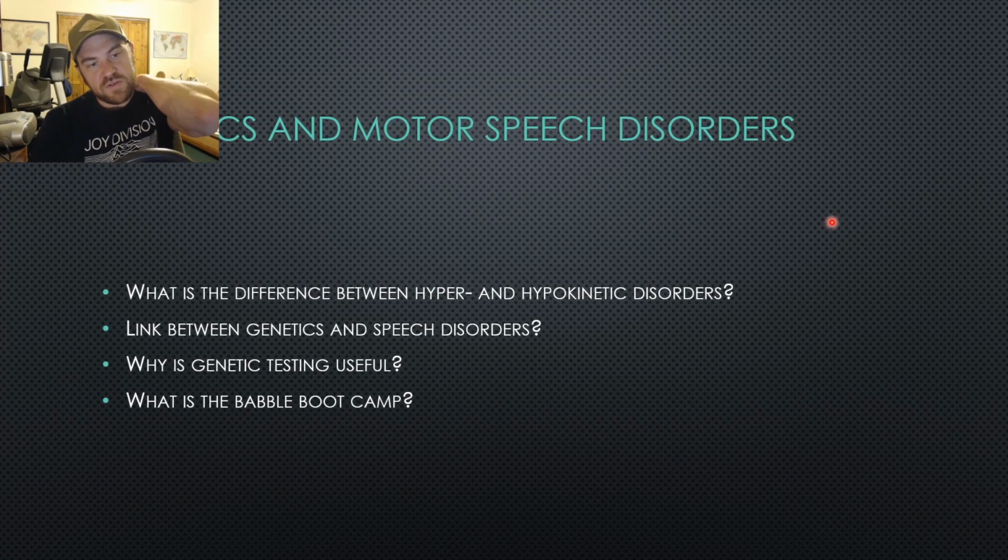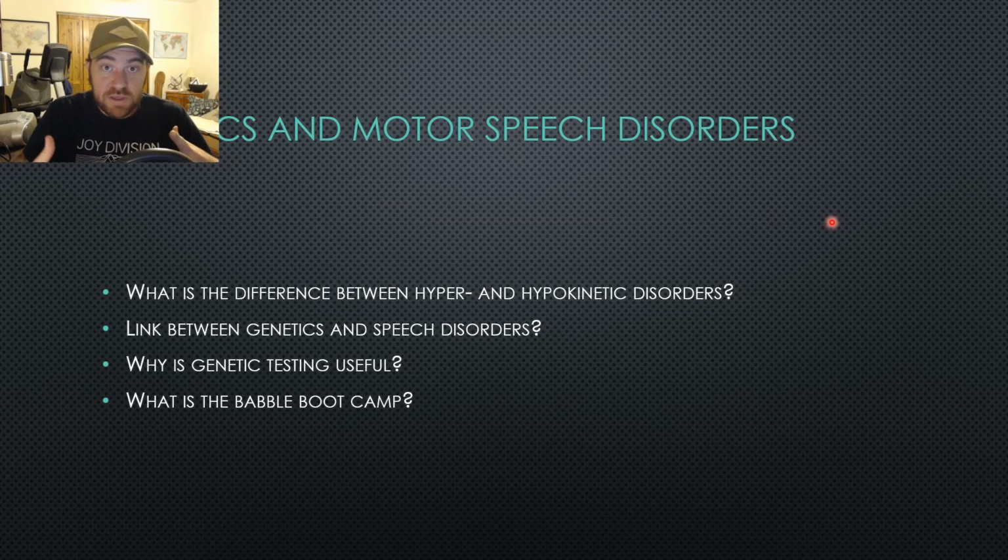Genetics and motor speech disorders. So first, what is the difference between hyper and hypokinetic disorders? Well, hyper means more, and hypo means less. Kinetic means movement. So hyperkinetic is going to be more movement than usual, and hypokinetic is going to be less movement than usual. So a hyperkinetic disorder is typically the vocal folds are moving too much. So they'll adduct, but then they will move around.